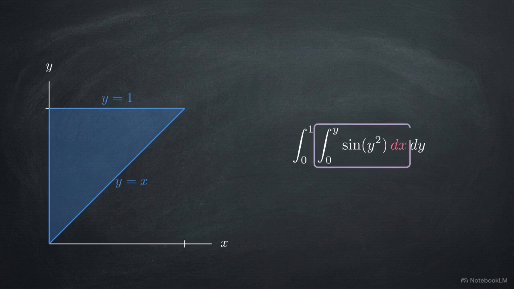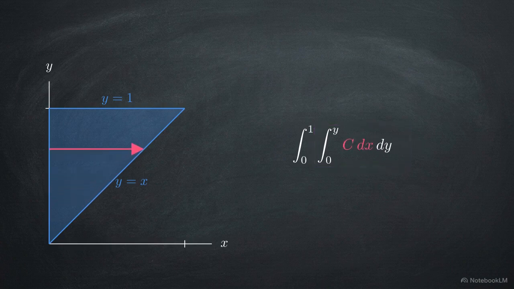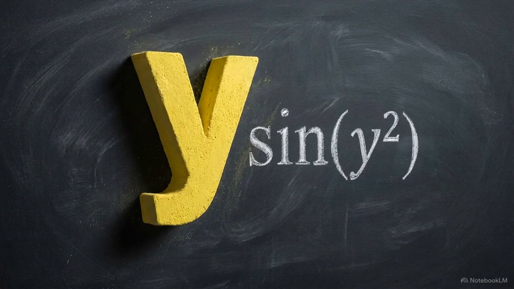The critical difference here is that the inner integral is now evaluated with respect to x. Because we are operating in the x dimension, the entire term sine y squared is handled as a simple, unchanging constant. Integrating a constant with respect to x simply attaches an x to it. We then evaluate it from 0 to y. The result is a sudden y multiplying the front of the sine function.